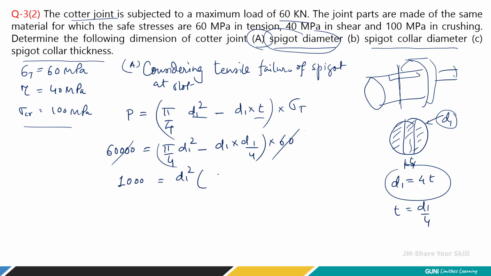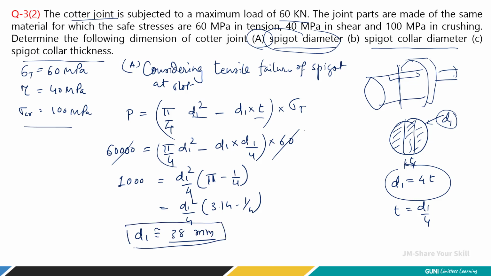So D1 square, and here we have the pi value: D1 square times 3.14 by 4 minus 1 by 4. So let's find out the D1 value. Let me take the square root of this. It's going to be 37.20. So approximately the value of diameter is 38 millimeter. One fourth of it is the thickness, so 38 divided by 4 is 9.5. So it is 9.5 millimeter.